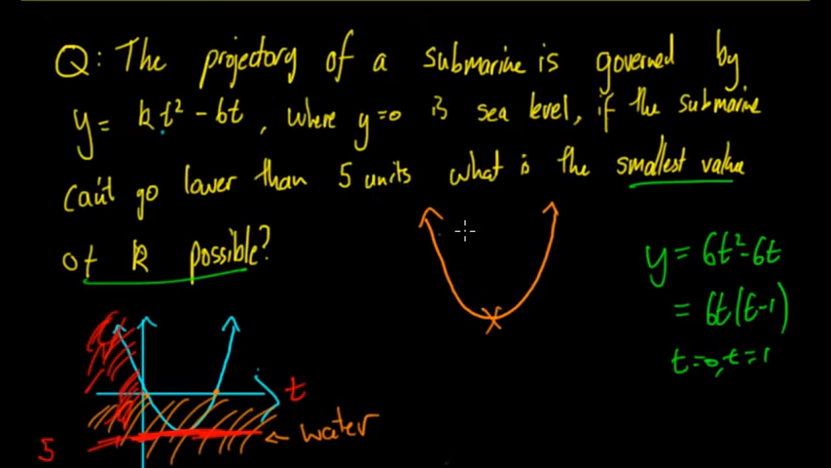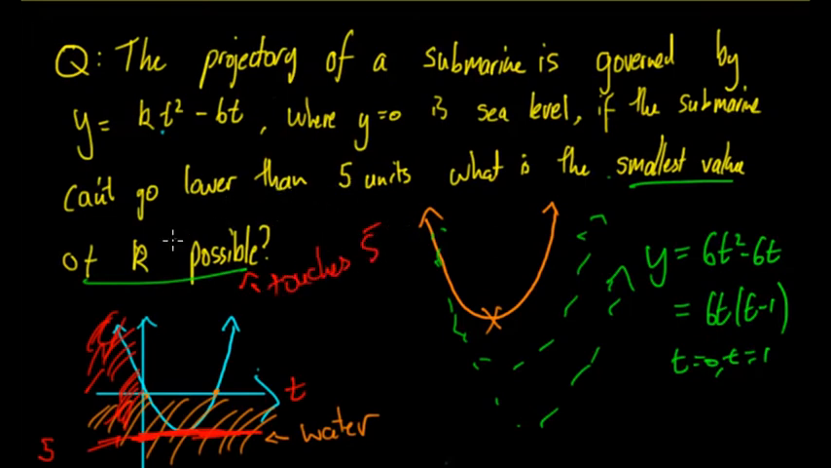So we don't have to worry about the 5 units. But when k gets smaller and smaller, it starts to go deeper and deeper. If we just let k equal any value, then we'd have graphs in which it goes a lot lower than 5 units. So we have to find the smallest value of k possible, i.e., what is the projectile equation when it just touches 5? It can go no lower than 5 units, but it can go to 5. So we want to find the equation when this value here is 5.